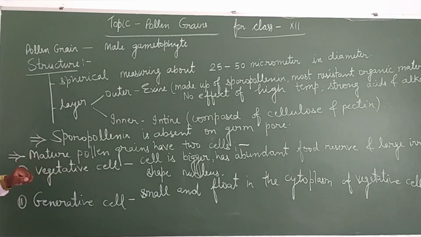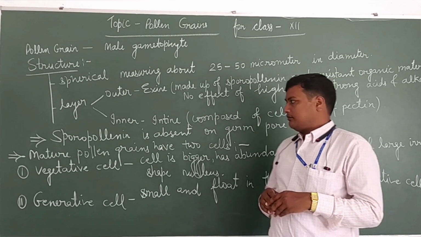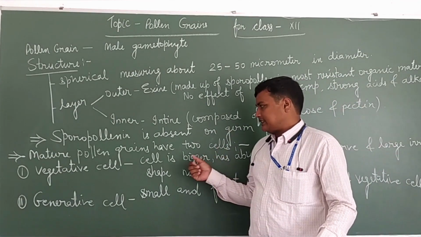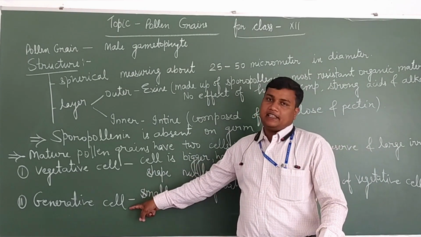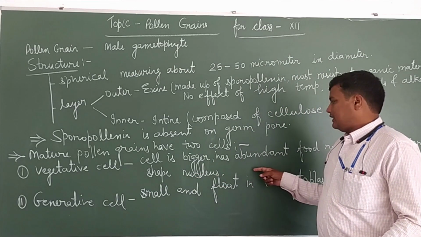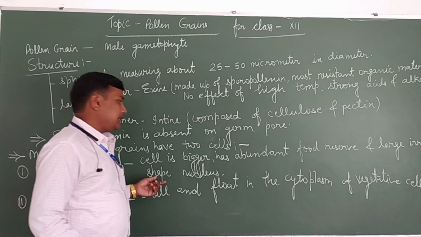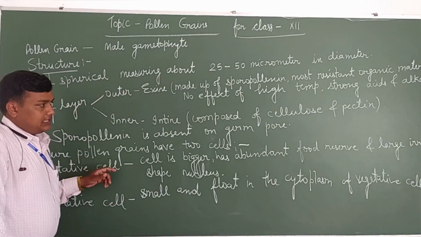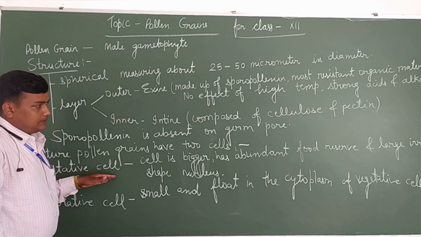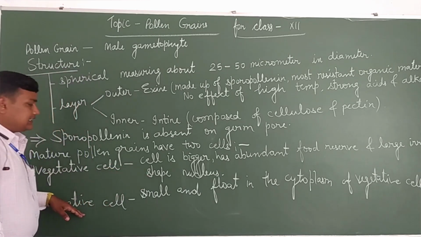Mature pollen grains have two cells. When the pollen grains become mature, they become a two-cell structure: first the vegetative cell, and second the generative cell. The vegetative cell is bigger, has abundant food reserve and a large irregular nucleus. It provides nourishment to the developing pollen grain.